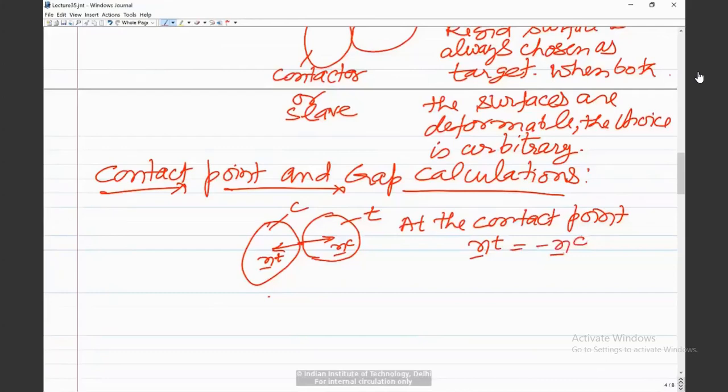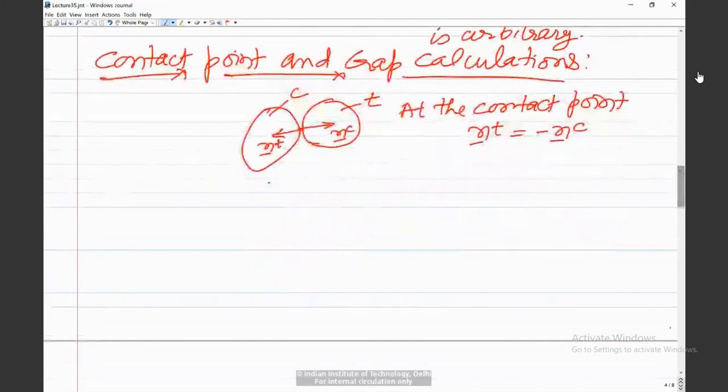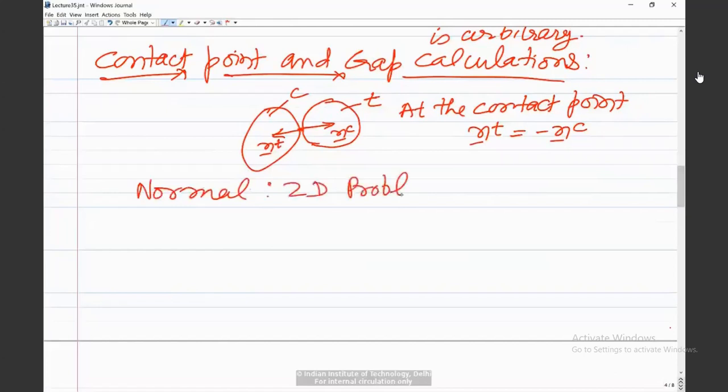Before we can identify the gaps and the contact points, let us talk about the normal. How do we get the normal? We have to get the normal to each body. Let us first talk of 2D problems, and then look at how to get this normal for 3D problems. For the 2D problem, at the contact zone both bodies, contactor as well as target, are discretized into a certain number of elements. Let us look at one element of either the target body or the contactor body.